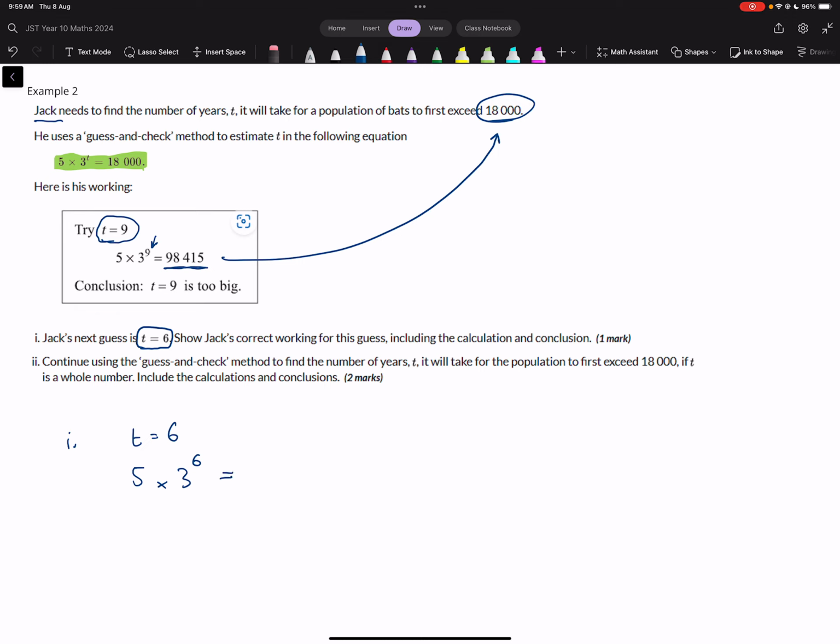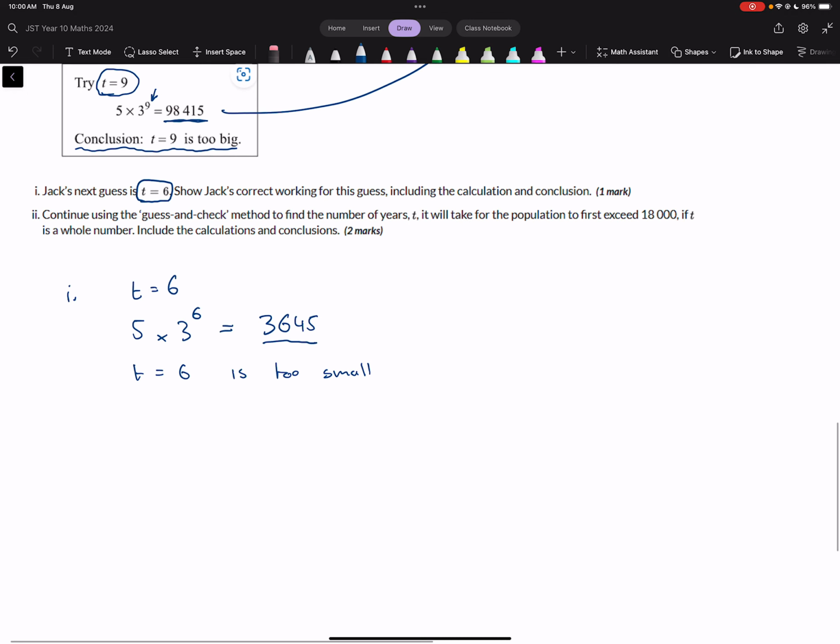and type it into our calculator and see what we get. 5 times 3 to the power of 6. In my calculator, I get 3,645 when I do that. Now, our conclusion from this, Jack's original conclusion up here was that t equals 9 is too big. But now we have a number that's much smaller than the 18,000 we were looking for. So our conclusion is t equals 6 is too small.